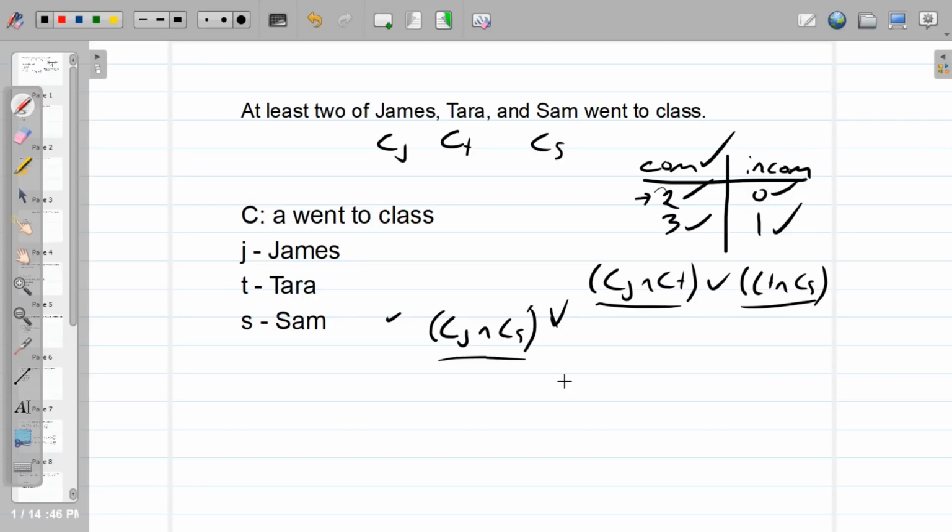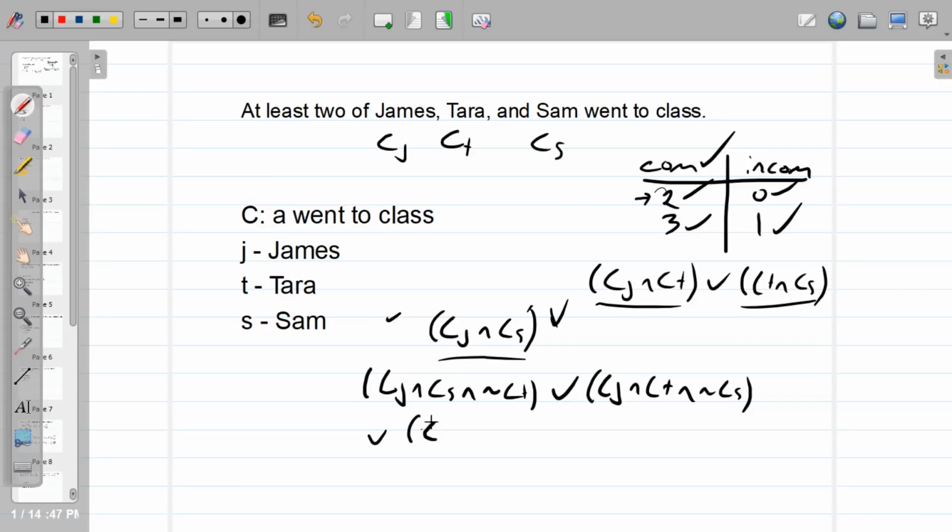Interesting, yeah, okay, so good. So here's another way we could have done this. CJ and CS and not CT. Or CJ and CT and not CS. Or, sorry, there should be not CJ and CS and CT. Oh, my handwriting is just getting terrible. Okay, but that would have been, right, logically equivalent to what we have there, right? Or at least it captures the same cases.